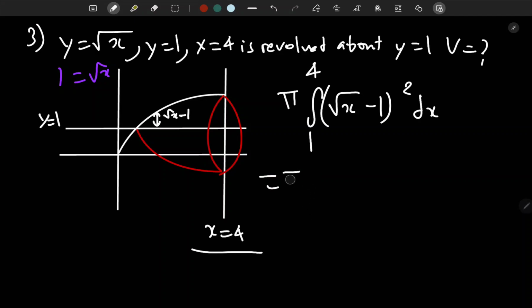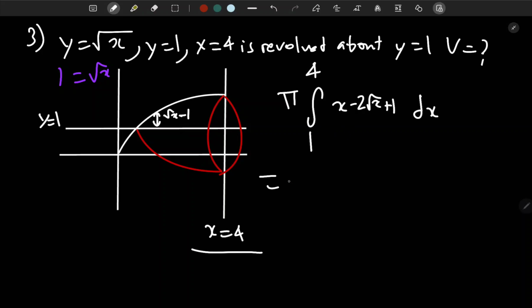And actually, let me simplify the square first. So it's going to be a squared, which is radical x squared, which is x, minus 2ab, which is going to be minus 2 radical x, plus b squared, which is 1. So now we got rid of that squared, and let's now integrate.